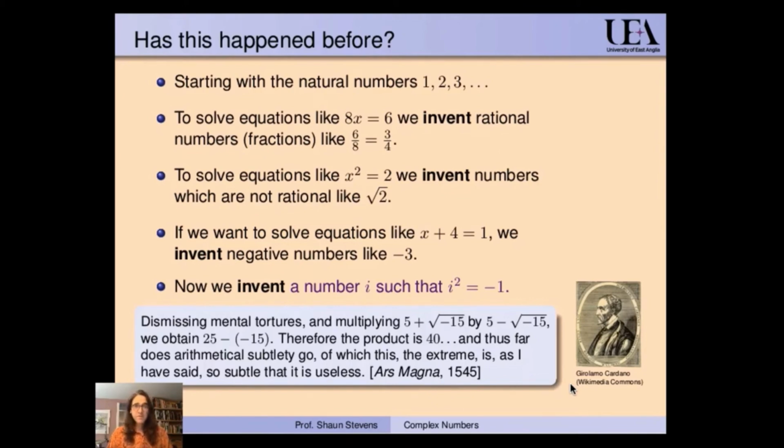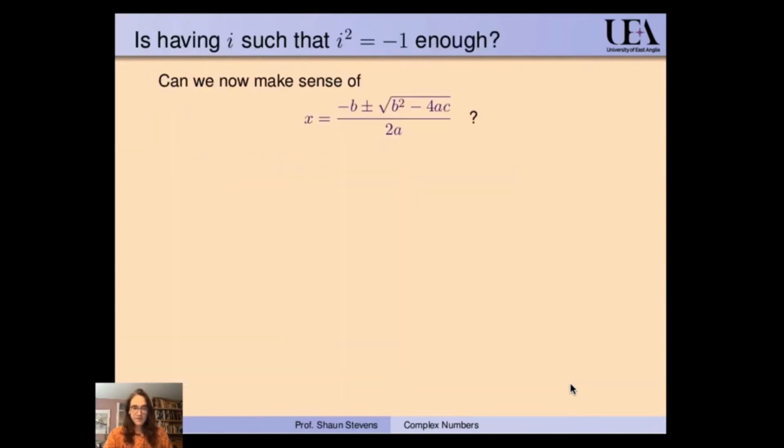But it was actually a very long time before people accepted, so mathematicians accepted these numbers, as had happened before with negative numbers. Okay, so what have we done? We've invented this number, i, such that i squared is minus 1. And is that enough? Because why were we doing it? We wanted to be able to make sense of a quadratic formula.